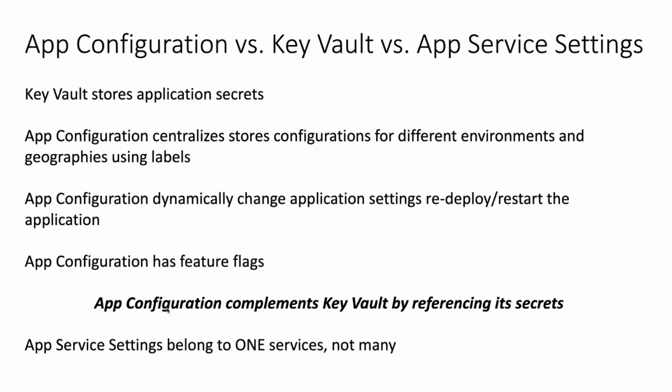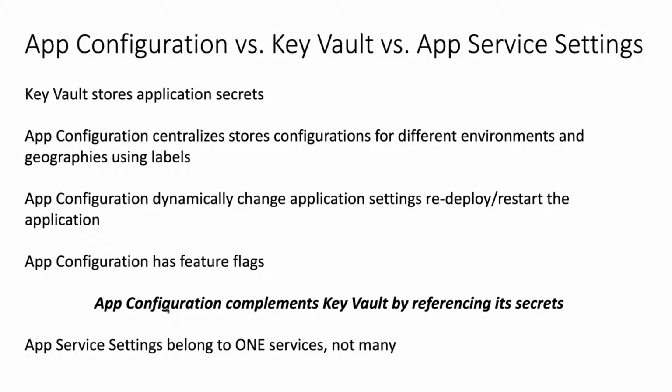App configuration versus Key Vault versus app service settings. This is a question I got a few times. When do you put key values into the Key Vault, and what's the difference between app service settings and app configuration? Why should I move them to app configuration, or when should I use what? I mean, Key Vault is really for storing secrets, and you cannot store secrets in app configuration. You can just store plain text there.